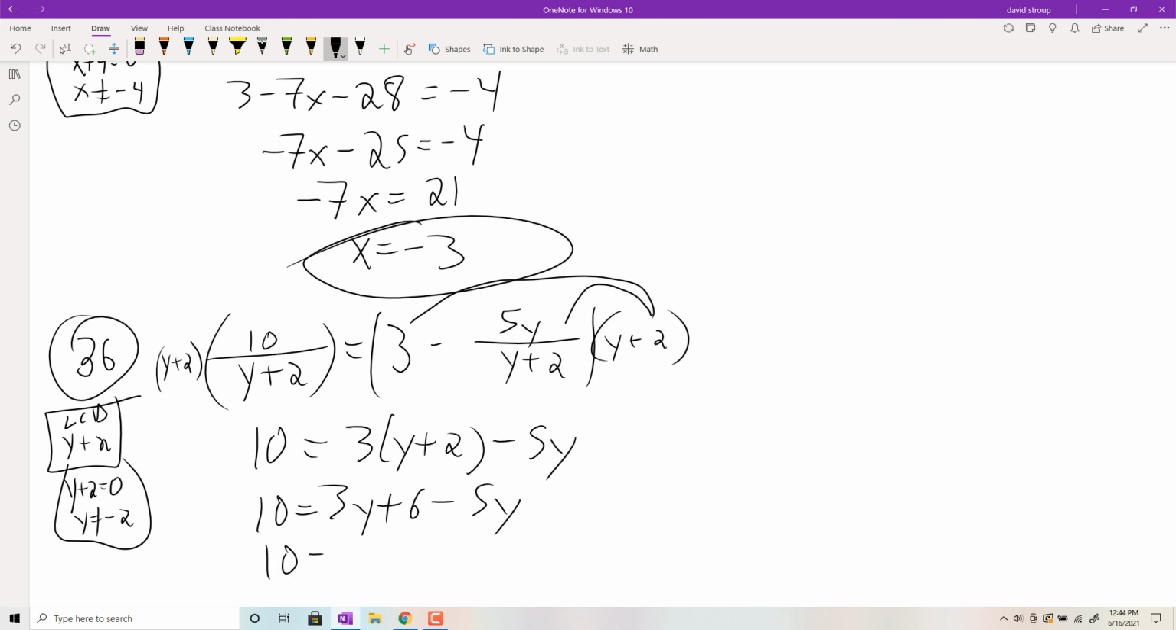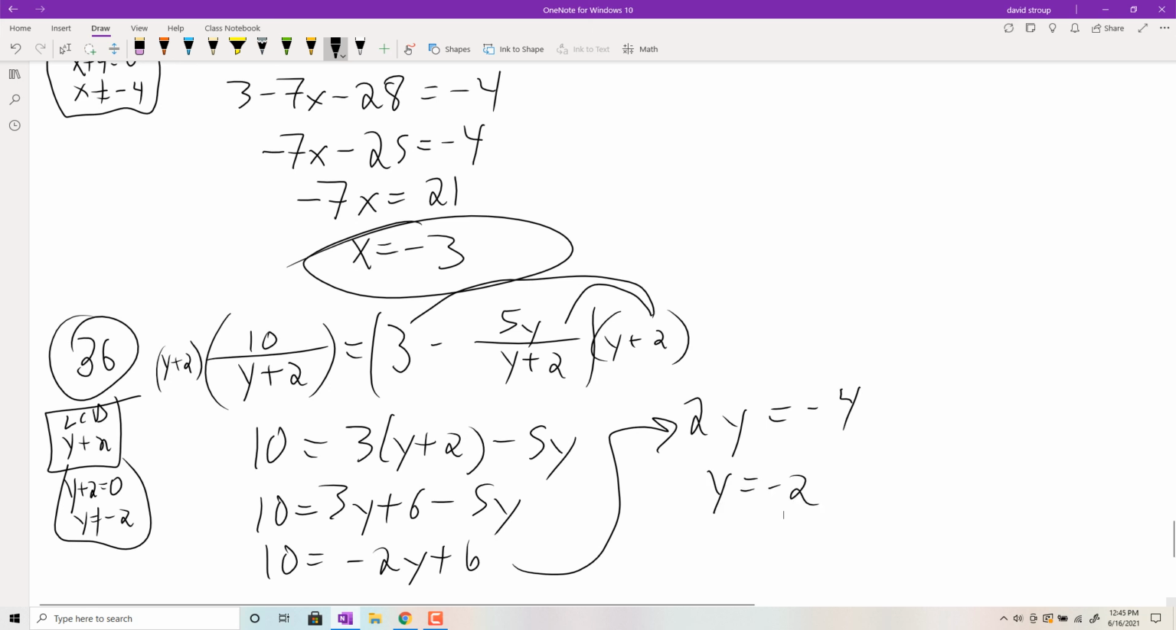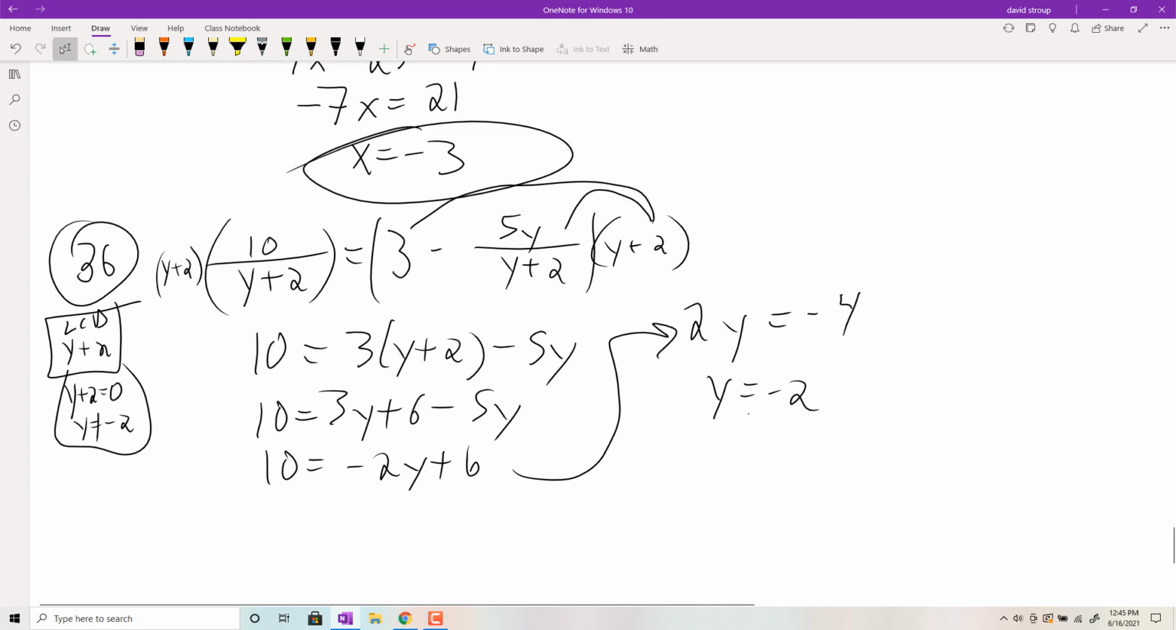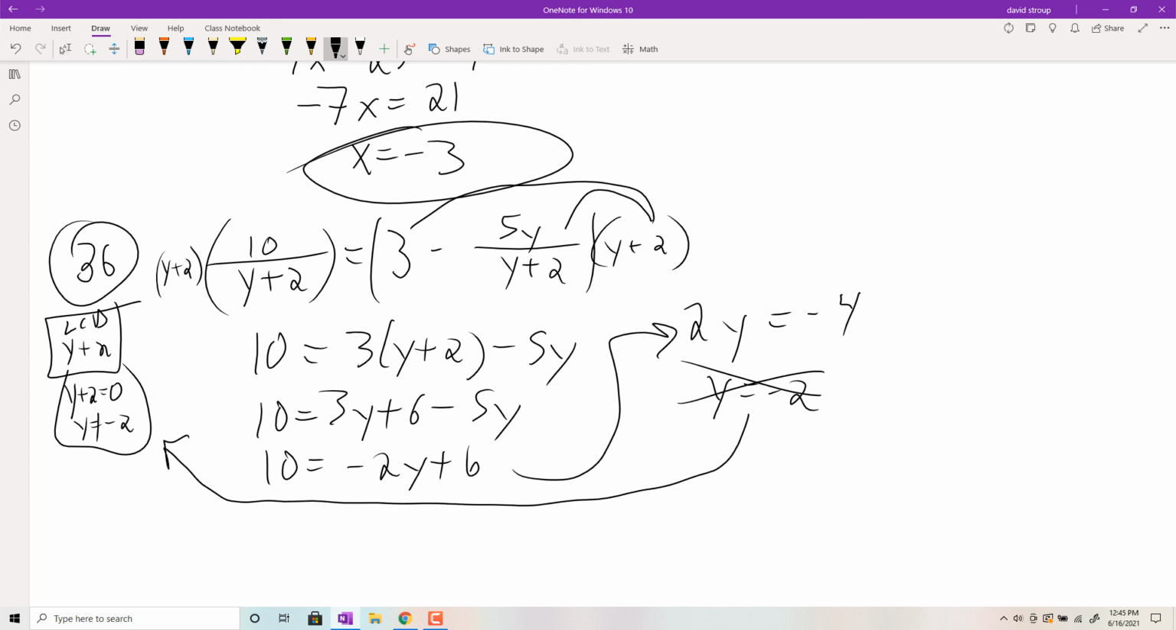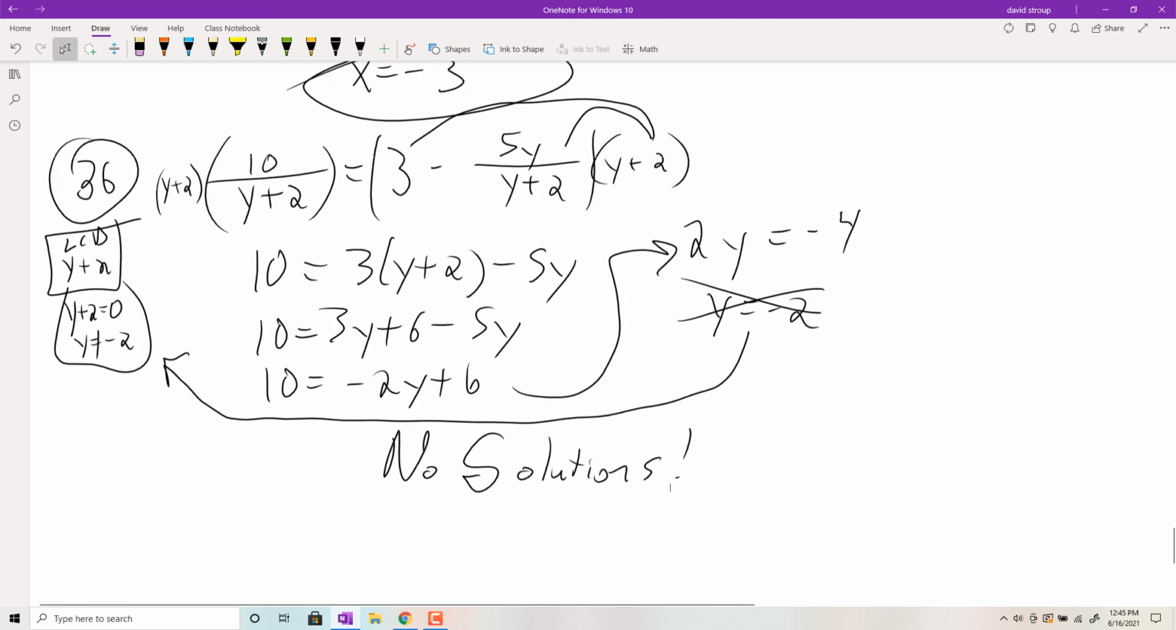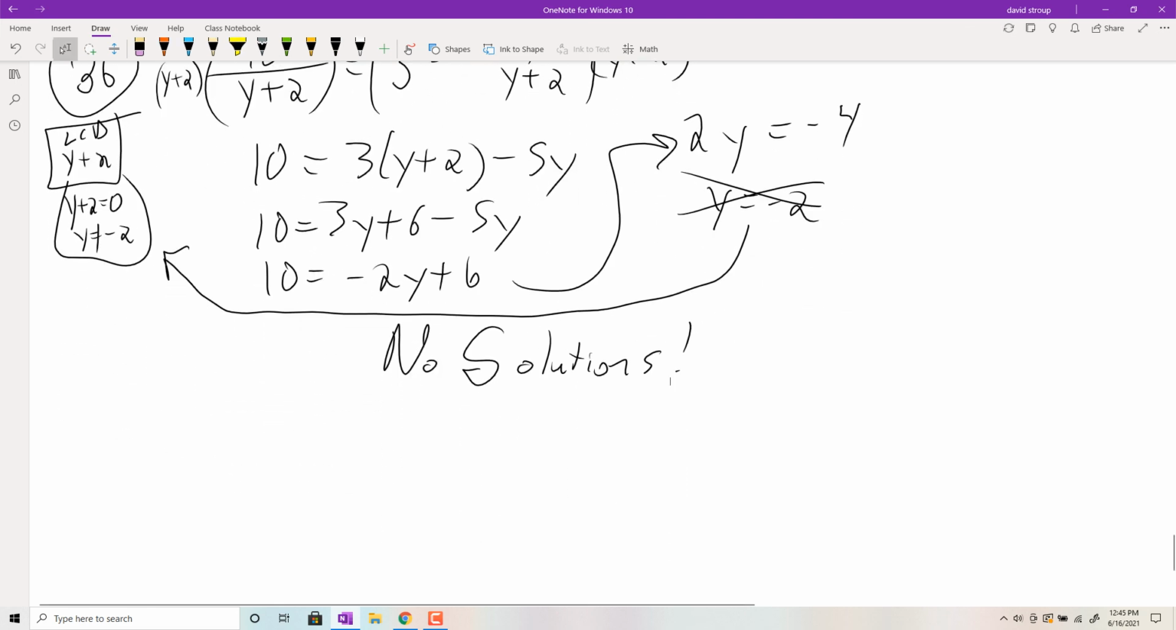Combine like terms, negative 2y plus 6. And I'm going to move the 2y to the other side, move the 10 to the other side, and then divide by 2. Okay. Is that it? No. So this time it is restricted, so we have to throw that answer out. We don't have any other answers. Therefore, no solutions.